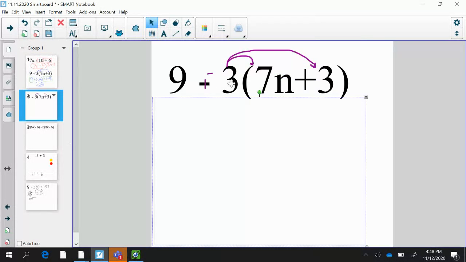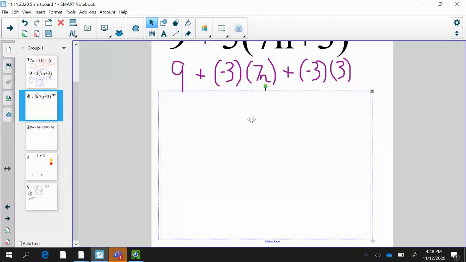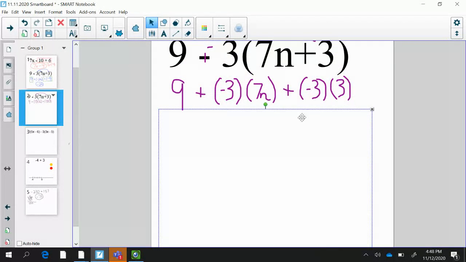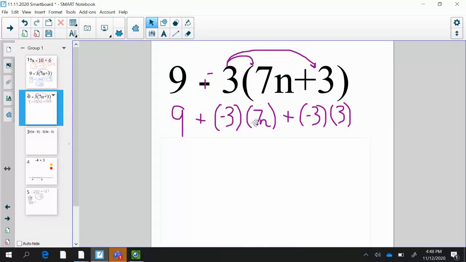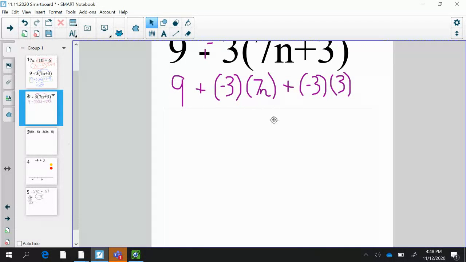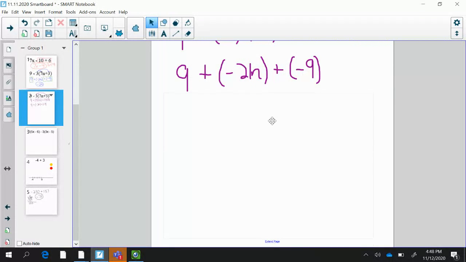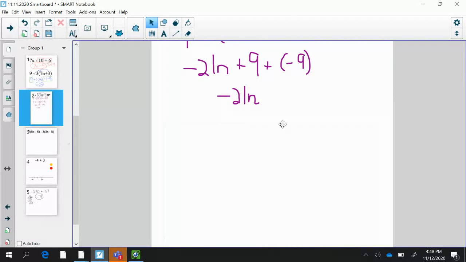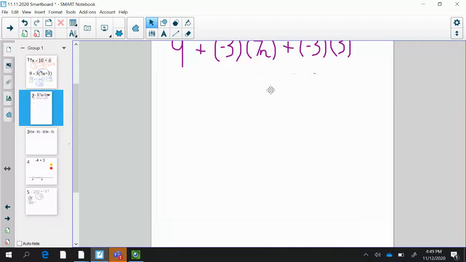Now, can students take the negative 3 and show that it's negative 3 times 7n plus negative 3 times 3? That's perfectly fine as well. We mostly do not teach that, and the reason is that when we go to higher level problems, and I'll show you an example of one real quick, it can muddy up your work a little bit and create too much work in the middle to be able to understand. Combining like terms, putting like terms together, and then canceling here to get a negative 21n is perfectly fine too.